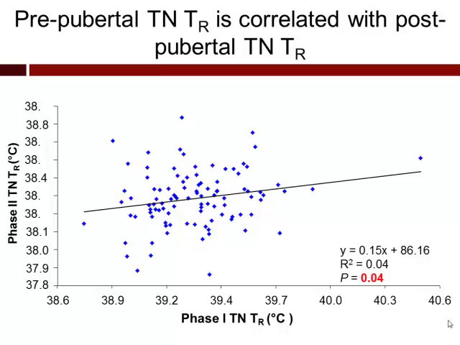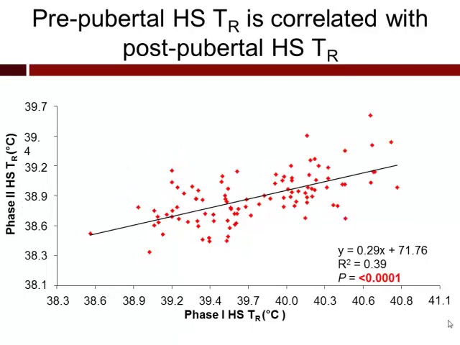And so one of the interesting things, though, that we did discover by doing this project is this relationship between the prepubertal rectal temperature in thermoneutral conditions is still correlated with their thermoneutral rectal temperature later in life, post-puberty. And not only is it highly correlated, but the prepubertal heat stress response is also correlated with the postpubertal heat stress response.